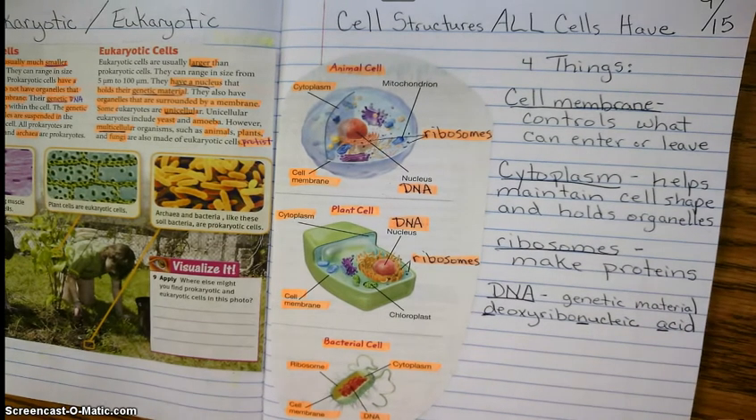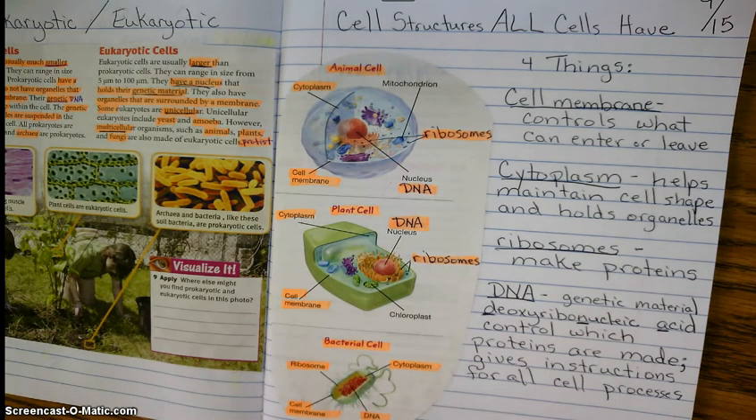Those are synonyms. Every time you hear genetic material, think DNA. Every time you hear DNA, think genetic material. And then what does it do? It controls which proteins are made, and it gives instructions for all cell processes. I've heard it sometimes called the blueprint.